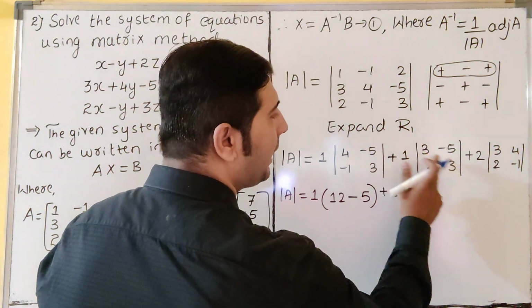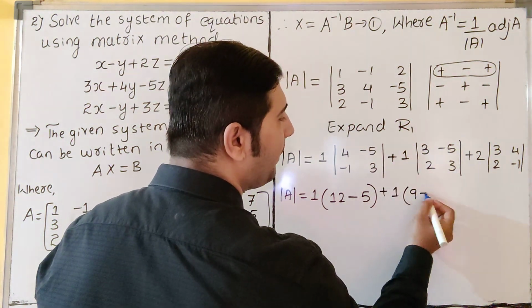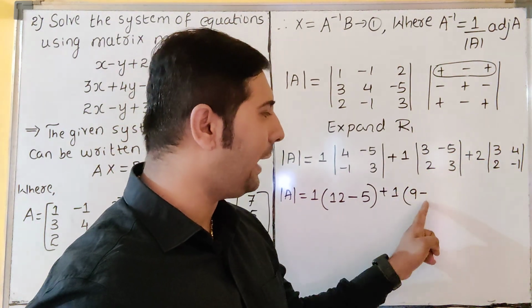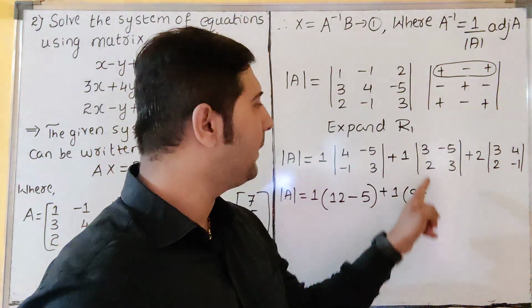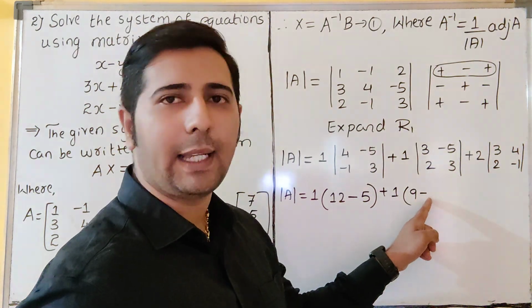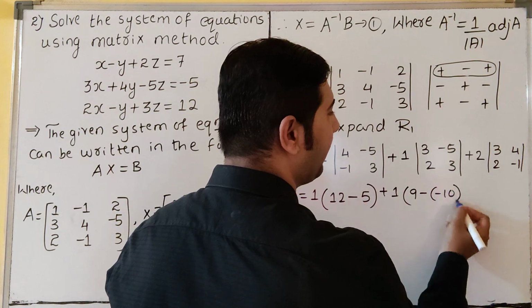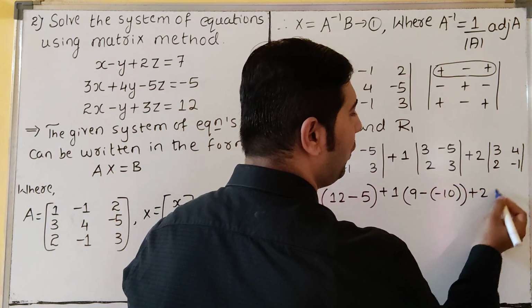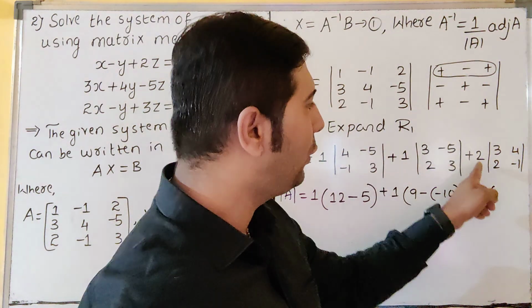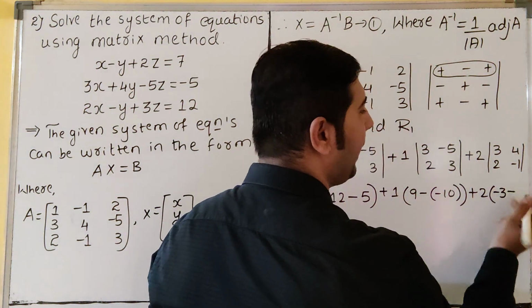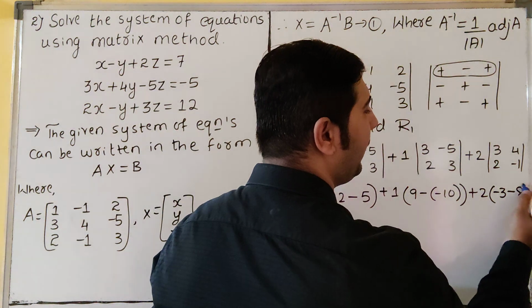Now see. 3 3s are 9, minus I will write. Before multiplying 2 into minus 5, I wrote the minus sign. Can you see? 3 3s are 9, minus I wrote. 2 into minus 5 is minus 10. Understood? Now see next. 3 into minus 1 is minus 3, minus I will write, 2 4s are 8.